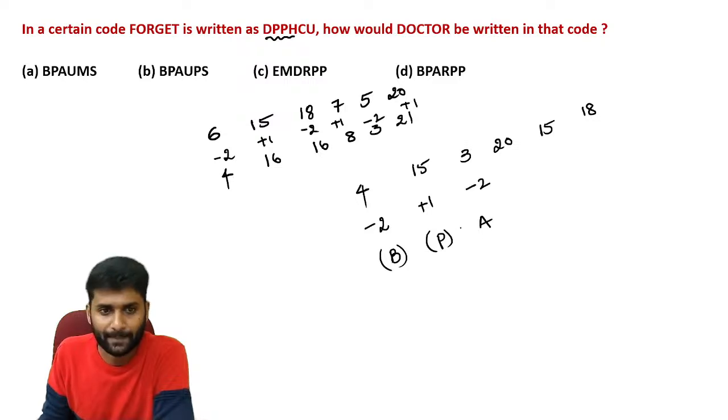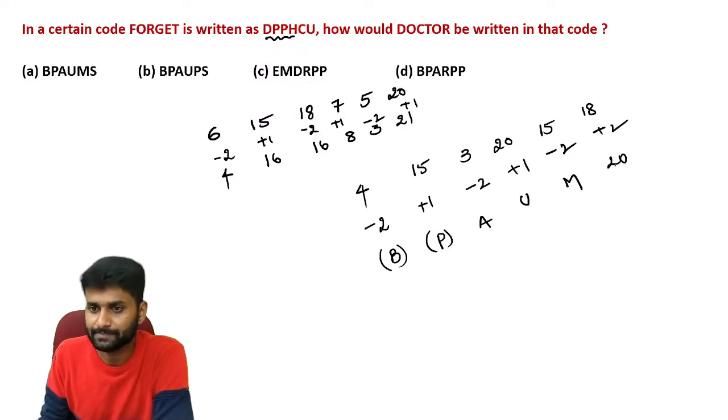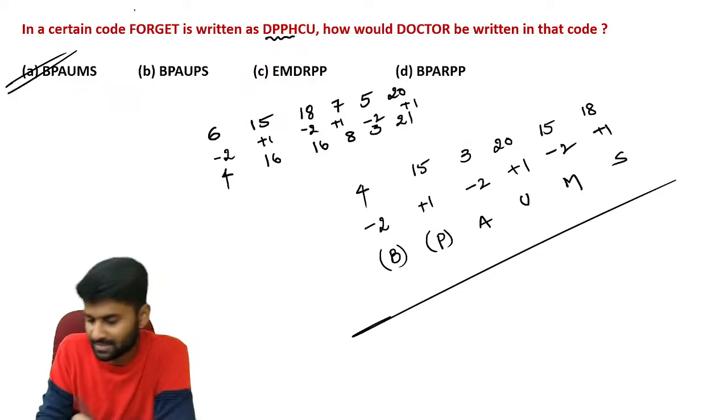Minus 2. The first letter is A. Then plus 1. It's all about the 21st letter, U. Minus 2. The 13th letter is all about M. Finally plus 1, the 19th letter, and the 19th letter is S. So P, P, A, U, M, S is the correct one.